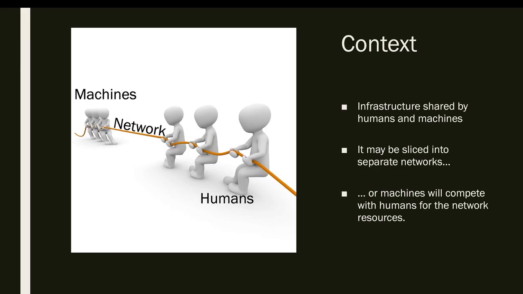As a consequence, the cellular network infrastructure transmits traffic generated both by machines and humans. In some cases, the network will be sliced into separate networks. In others, humans and machines will compete for the resources of the network.